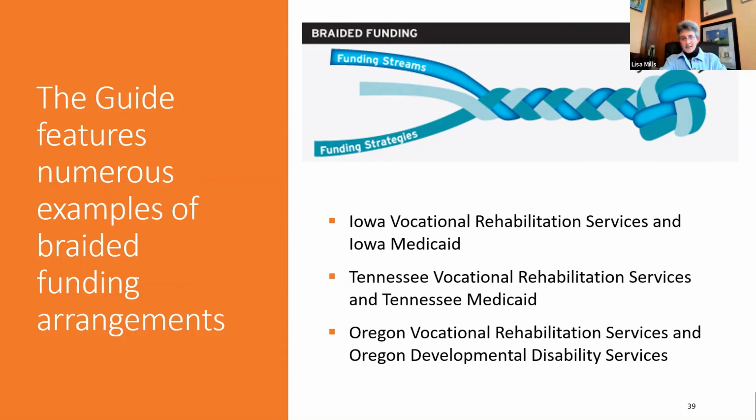interfacing with VR and Medicaid supports. I also want to highlight Tennessee because that was one of the first MOUs that really spelled out division of payment responsibility between the Medicaid agency and vocational rehabilitation. And then also there's an example from Oregon. Next slide.